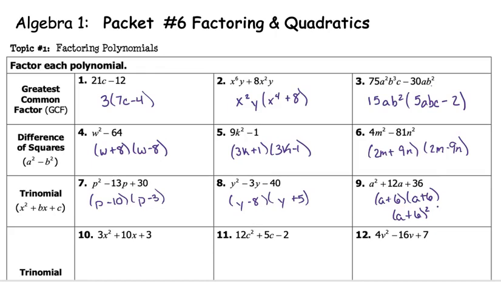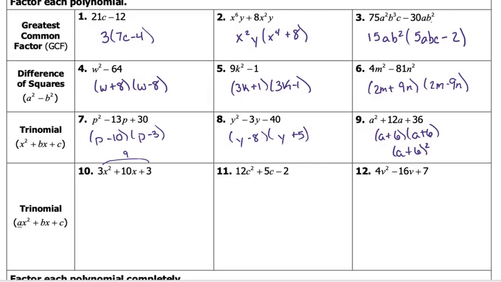And then we have number 10, 11, 12. And the difference here is I have a leading coefficient. So what I'm going to do is take the a times the c, which is 9, and look for two terms that I can multiply to 9 that will add to 10, so I can turn this into a polynomial. So I'm going to start with the 3x squared. Now two numbers that will multiply to 9 and add to 10 would be 9 and 1. So I'm going to say, well, this would be 9x plus 1x, then bring down the 3.